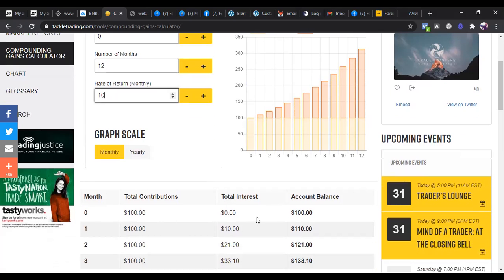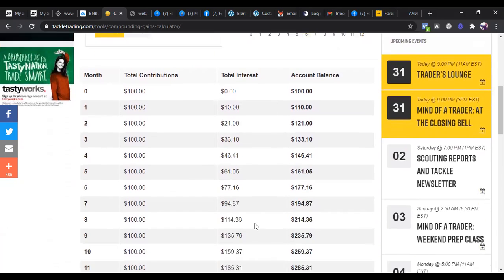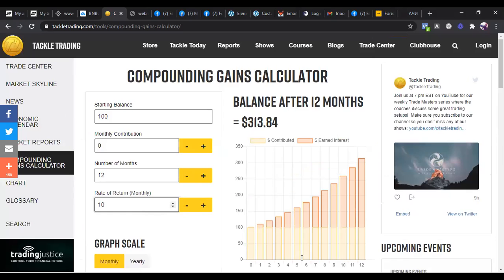So this $100, you get $10, 10%, which is $110, and on these $110, you get 10% for the next month. You do that down to 12 months. Then at the end of 11 months, you have 10% of $285. You add it, and it gives you $313. You can do the mathematics yourself. So see where the magic works. So this is 1 year.